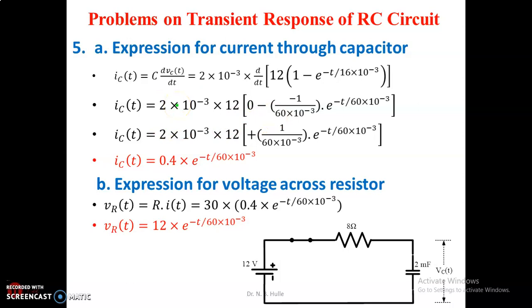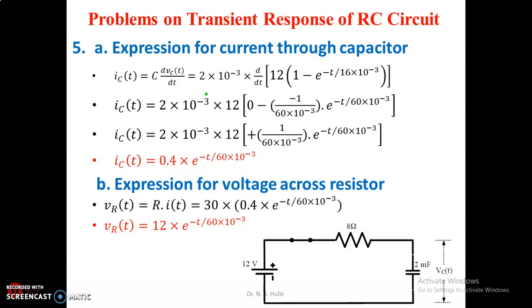If we differentiate this equation with respect to t, we are able to calculate the value of IC of t. This IC of t is equal to 2 into 10 raised to the power of minus 3, times 12, then the differentiation of the constant term is 0, and the differentiation of e raised to the power of minus t by tau is minus 1 upon tau into e raised to the power of minus t divided by 60 into 10 raised to the power of minus 3. And this minus into minus will be plus. That's it. If we multiply 2 into 10 to the power of minus 3, 12, and this 1 upon tau, then finally we find the value of IC of t, which is 0.4 into e raised to the power of minus t by tau.